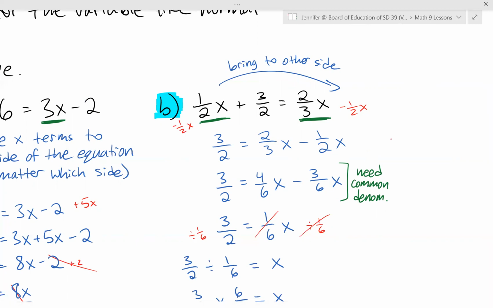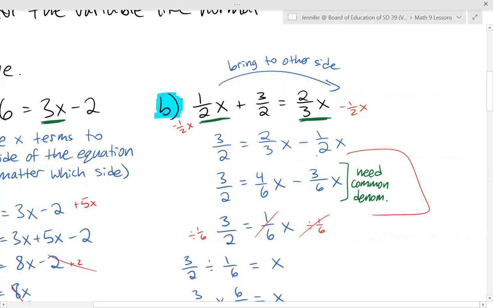But in order to do that, because we have fractions here, we need to find a common denominator first in order to combine these coefficients. We have 2/3 x, we're subtracting 1/2 x. We need to know what 2/3 minus 1/2 is to know how many x's we have left. And in order to do that, we need a common denominator. So that's what I did in this step here.